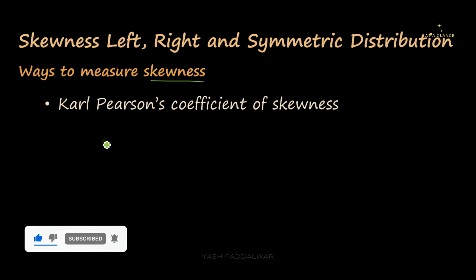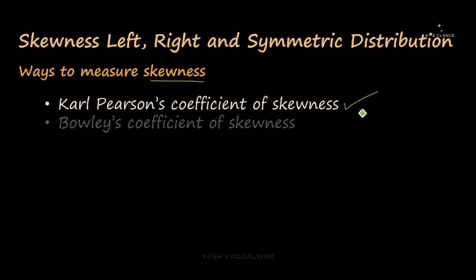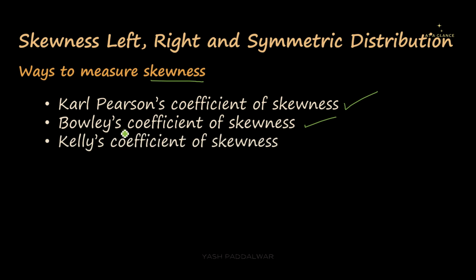First is Karl Pearson's coefficient of skewness. This is a very popular way through which we can find the skewness value. Second is Bowley's coefficient of skewness, again a popular one. And the third is Kelly's coefficient of skewness. So these are the three ways that I have listed through which we can find the measure of skewness. And because of this measure, we can understand the type of distribution it has. In the upcoming videos, we are going to look into some of these ways. So stay tuned for that.